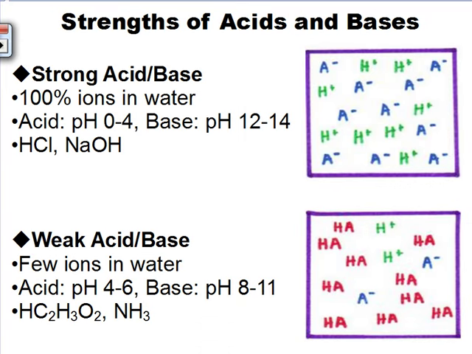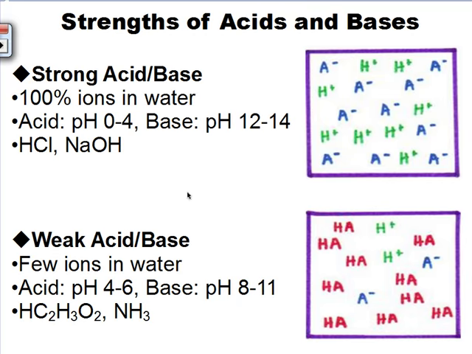Alright, real quick before we move on, let's talk a little bit about what makes a strong acid versus a weak acid or base. So a strong acid or a strong base has 100% ions in the water. That means that if you pour an acid or a base in water, it's going to completely dissociate, meaning all the hydrogen ions or all the hydroxide ions are going to come out into the water. For an acid, a pH of 0 to 4 means you have a strong acid, like hydrochloric acid or HCl. For a base, having a pH between 12 and 14 indicates a strong base, like sodium hydroxide.